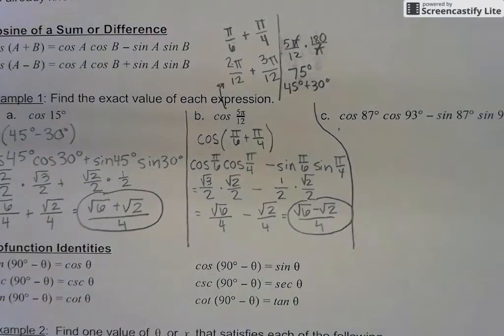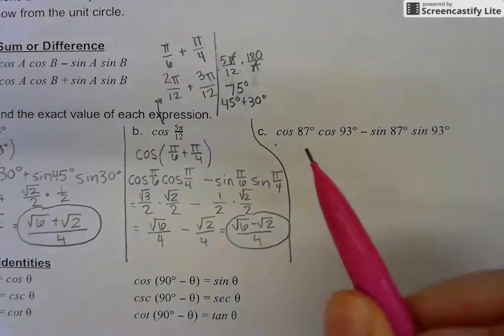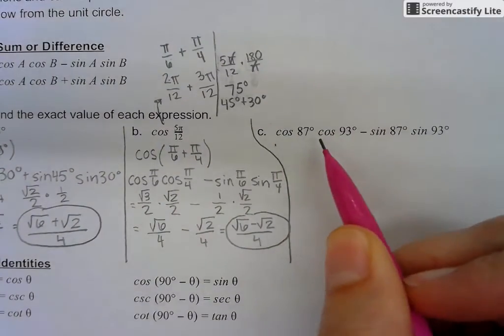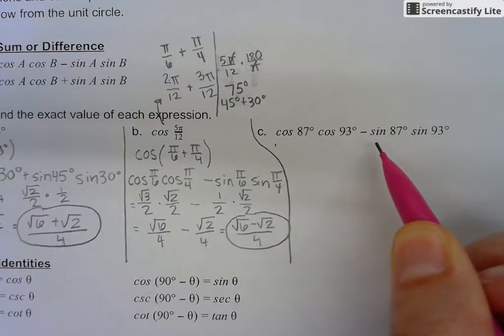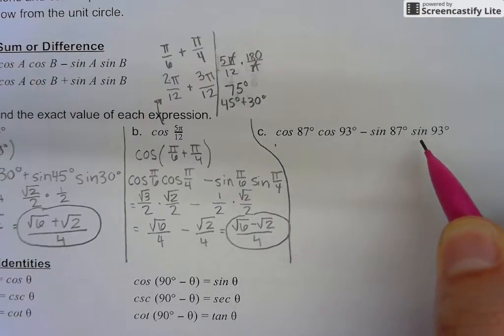All right, video number 2 for this set of notes. So we're on to example C here, and it says the cosine of 87 times the cosine of 93 minus the sine of 87 degrees times the sine of 93.